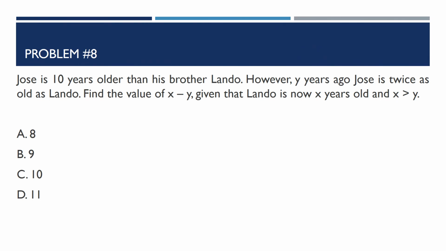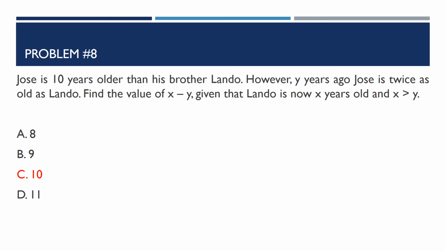So problem number 8. Jose is 10 years older than his brother Lando. However, y years ago, Jose is twice as old as Lando. Find the value of x minus y, given that Lando is now x years old and x is greater than y. So let's have the answer. The answer for this problem is 10. And how to get 10?